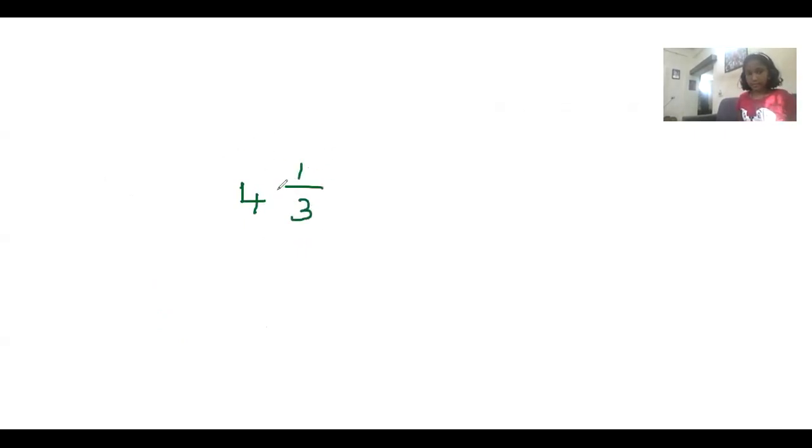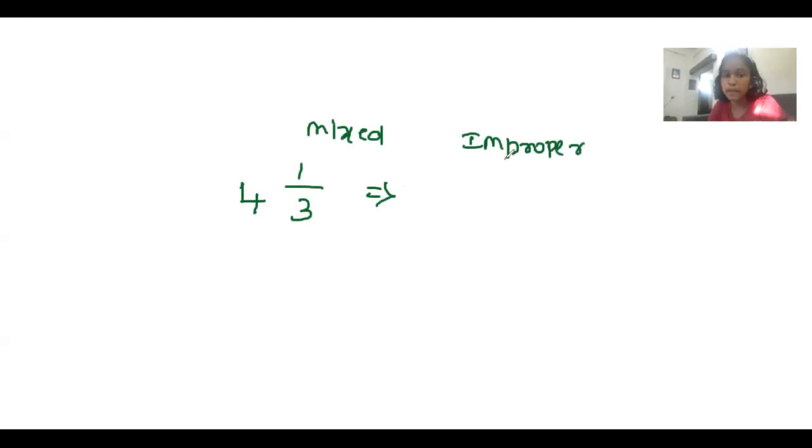What kind of a fraction is this? Mixed fraction. Can you convert this mixed fraction into an improper fraction? Yes, we have to multiply 4 by 3 and add 1 and then put the denominator 3 as it is. The denominator is the same, 13 over 3. Very good.